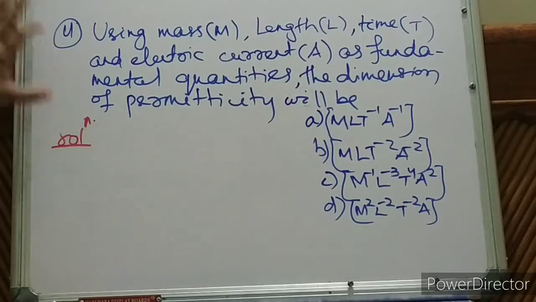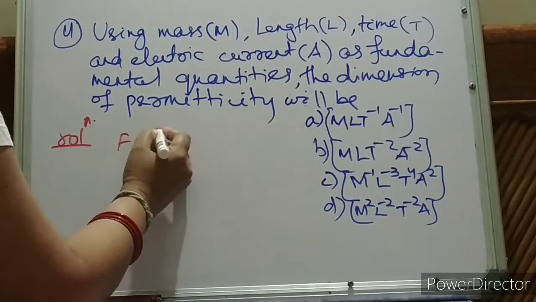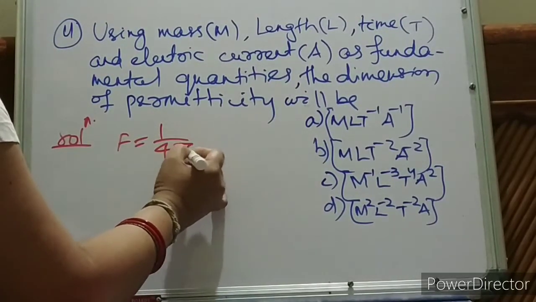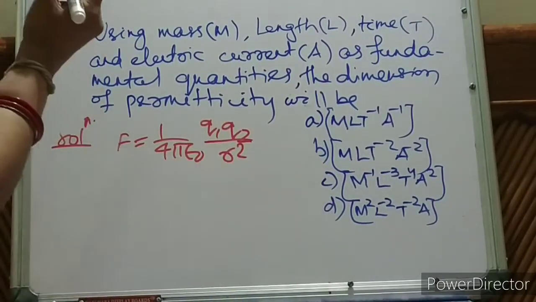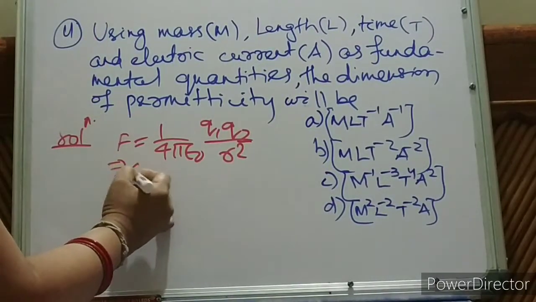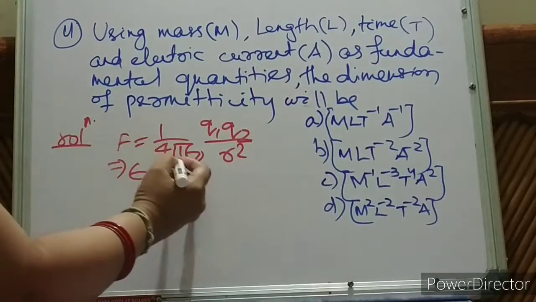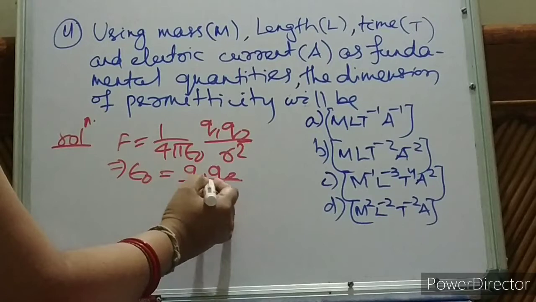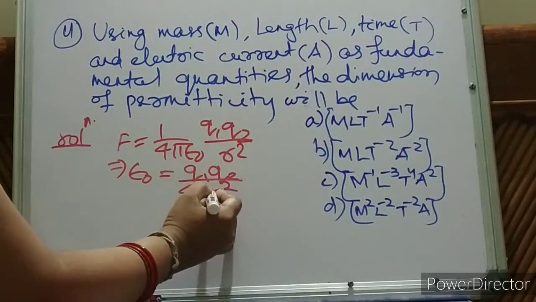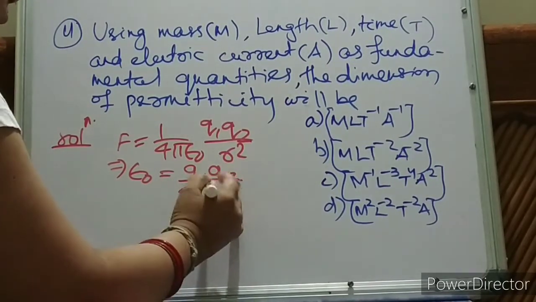Okay. Now, what is this? Permittivity. So immediately permittivity means F is equal to this formula strikes: Q1 Q2 by 4 pi epsilon 0 R square. So what is epsilon naught? From here, this is the permittivity. Epsilon naught is equal to Q1 Q2 by 4 pi F into R square.